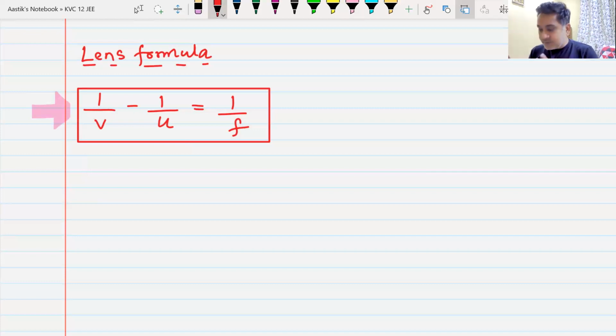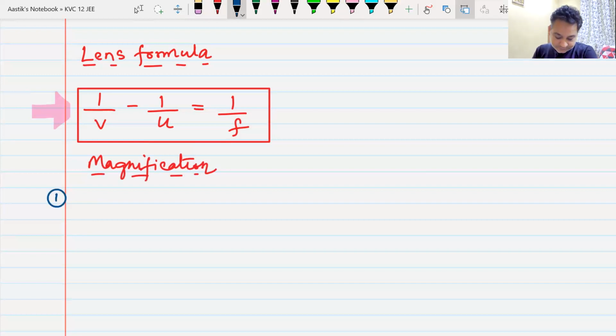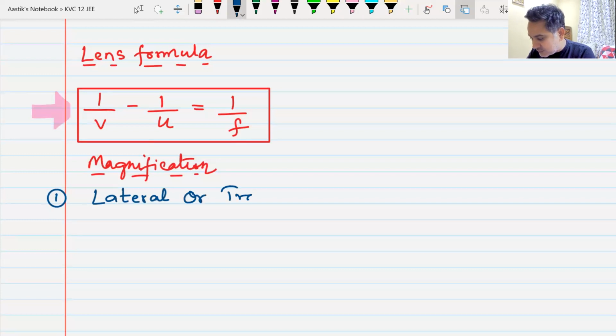What is the next heading? Once we see this formula, the other thing will be known as magnification. Do we understand magnification? As soon as we hear the word magnification, we must understand that there will be two types of magnification. What is the first type of magnification known as? Lateral and transverse. Lateral or transverse, so they are the two names of the same thing, lateral or transverse magnification. What do you mean by lateral or transverse magnification?